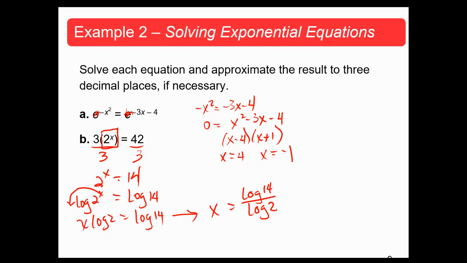So when I do that, let's see here, log 14 is 1.146, and log 2 is 0.3010. And then if I divide those, 1.146 divided by 0.3010, I get 3.807. It says round. Make sure you approximate it to the 3 decimal places. So make sure you read that carefully.